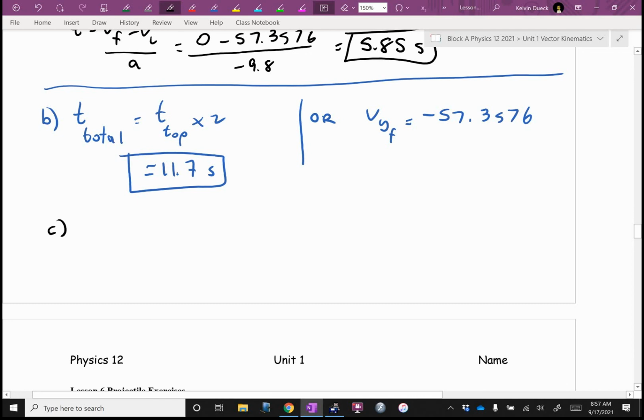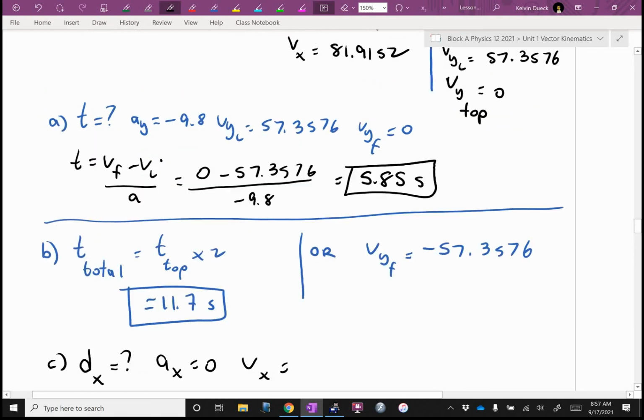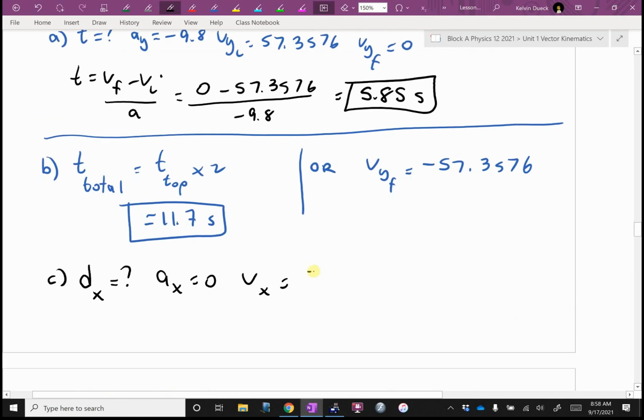Annika, what's part C you want me to find? Range, is that horizontal or vertical? In fact, we said yesterday, range was a synonym, another word for dx. So I know ax equals 0. I know vx equals 81.9152. That's only 2 things. I need 3 things to find the fourth, so I guess I can't do this.